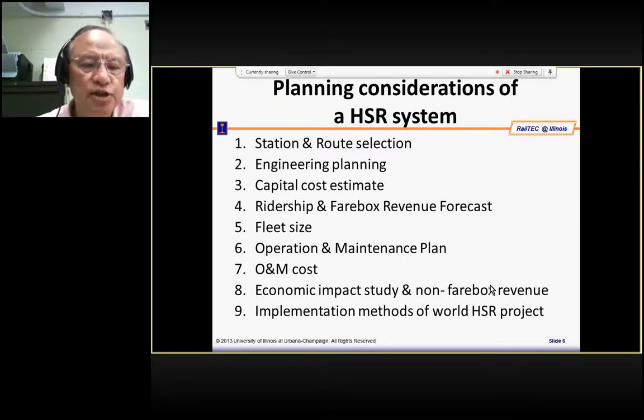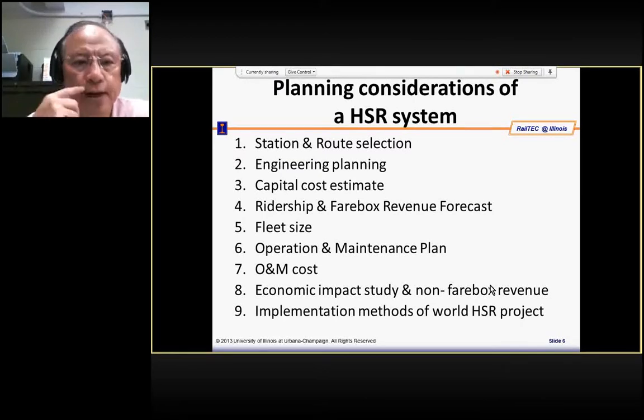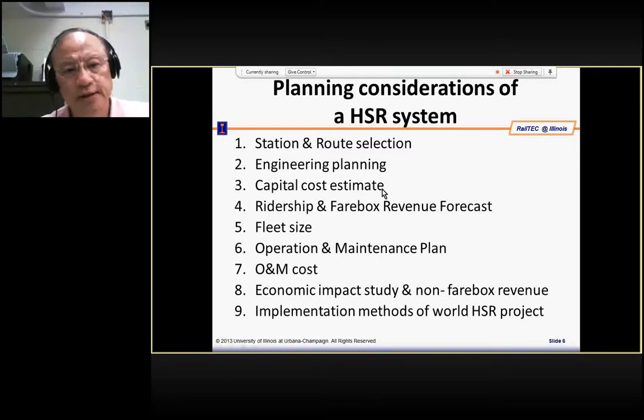And then we go into the engineering planning using the criteria and design method. We try to plan how to connect all these stations, what kind of alignment they should be, what kind of grading they should be, and what kind of curves they should be. So these are in the engineering planning, and also what type of structure they should be. After going through the engineering planning, we can do a capital cost estimate, because we have the structure planning and the route and the stations and depot and so forth. So we can try to estimate the cost.